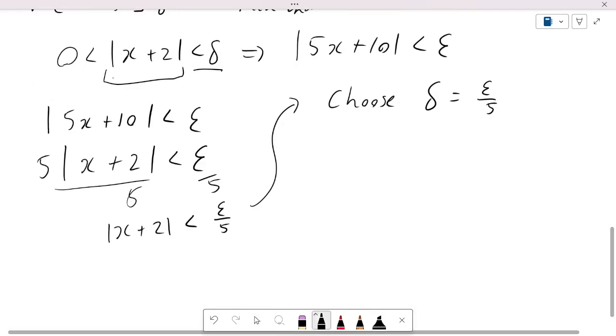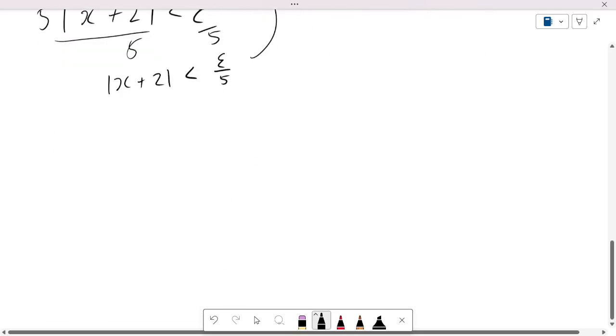Okay, so what are we going to do by this point? From this point, we had choose delta equal to epsilon over 5. So from this point, what we are actually going to be doing is proving that this is in fact the same as that. So let me do that over there. From this point, we're going to use algebra on this specific absolute value.